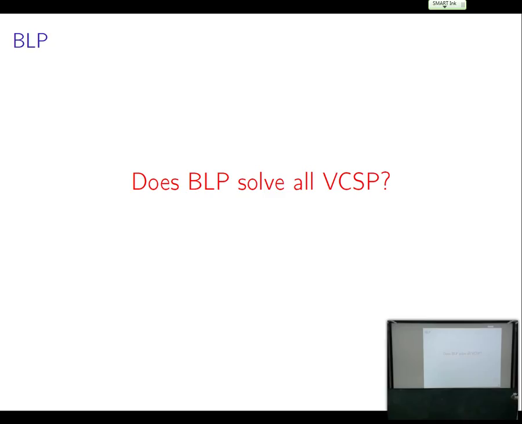Okay, so the BLP solves a lot. And it's natural to ask whether it solves all problems, all VCSPs, and the answer is no. There are examples that don't admit weighted polymorphisms so that in the support there will be all symmetric operations of all arities.